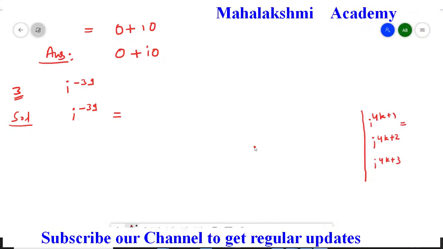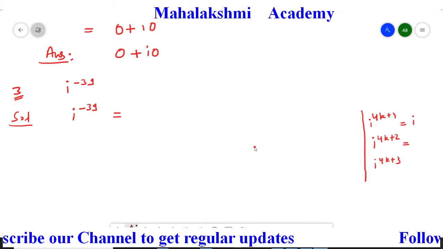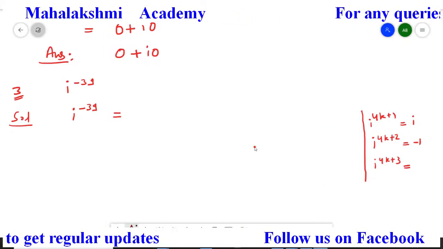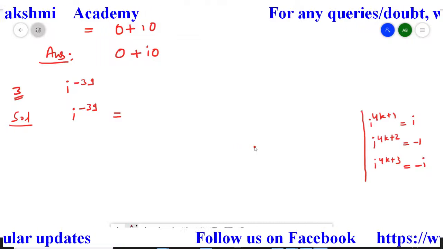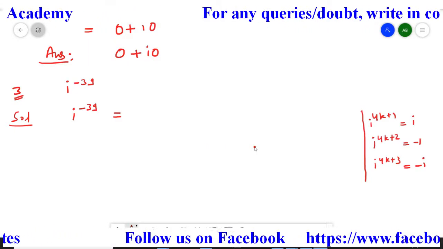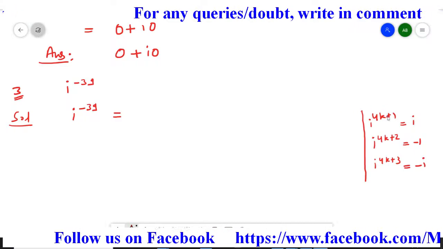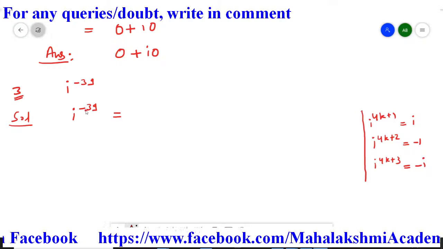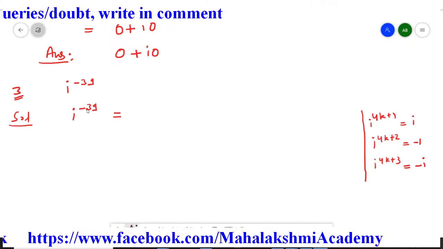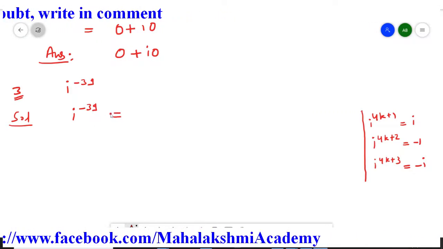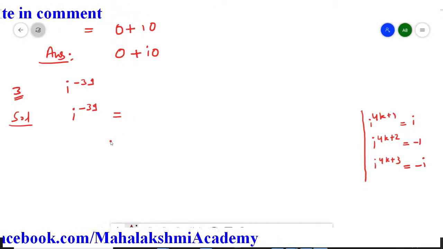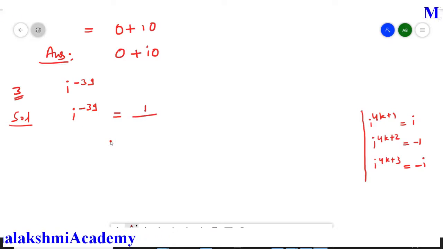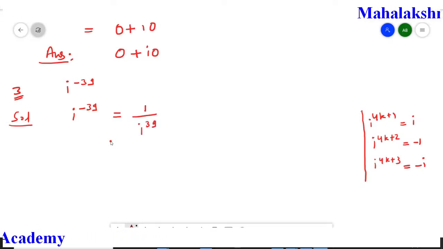If the power has plus 1, then it's going to be iota, and if plus 2 is there, then it's going to be minus 1, and if the power is plus 3, then it's going to be minus iota. Now here you can see that the powers are positive. We don't have a negative power here, but here we are getting minus 39. So firstly this negative power we are going to change to a positive power by shifting it to the denominator. So it's going to be 1 upon iota's power 39.